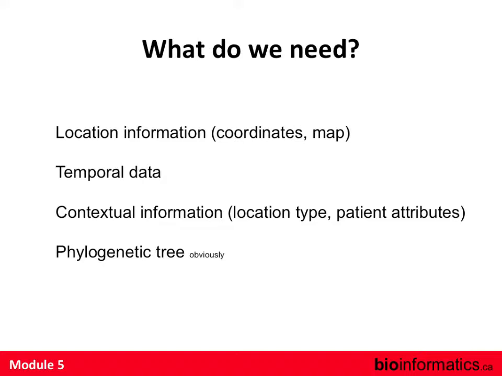Temporal data, right? So if you want to have some sort of temporal context of the outbreak, then you want that information. Contextual information, so this is settings, right? So location attributes, information about the patients. So you might want to know which isolates came from an assisted care facility, which ones came from a school, right? Which ones came from the taco food truck outside, which I don't actually want to know. And then for phylogeography, obviously you need a phylogenetic tree, some sort of description of the inferred relationships amongst your isolates.